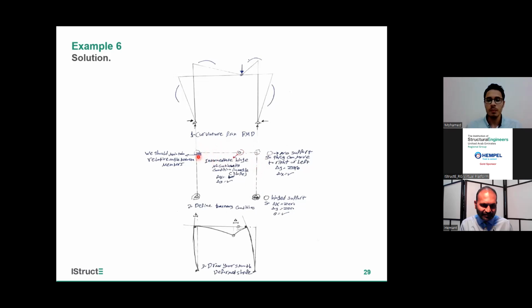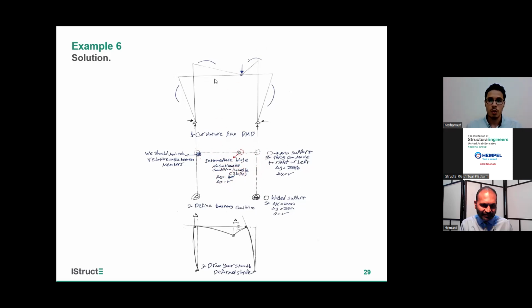Here this is a rigid joint, so I should have this angle be 90 degrees. And at the intermediate hinge, delta x will be a number. It's okay at this point to move like this or to move like this. Delta y also I'll have, and I'll have no continuity in the slope.